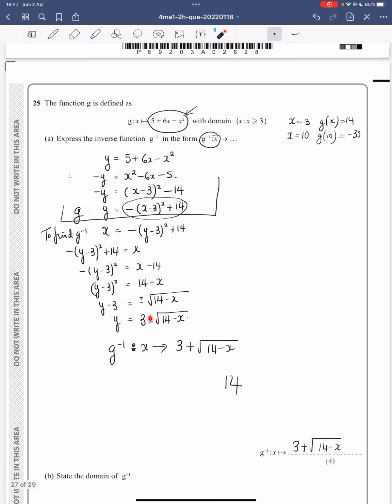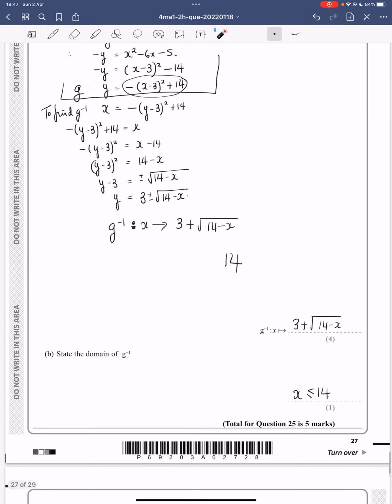So what I used then to decide whether it's plus or minus, I went back to these. If we put x is 10 in the original, we get minus 35 out, say. So if we put minus 35 into the inverse, we need to get 10 out. So 3 plus or minus the square root of 14 minus minus 35. That's actually plus, that's 49 under there, and the square root of 49 is 7. And we want it to be 10, so it's going to be 3 plus 7. So that's why I picked the positive one there. Okay, so g inverse is such that x maps onto 3 plus the square root of 14 minus x.